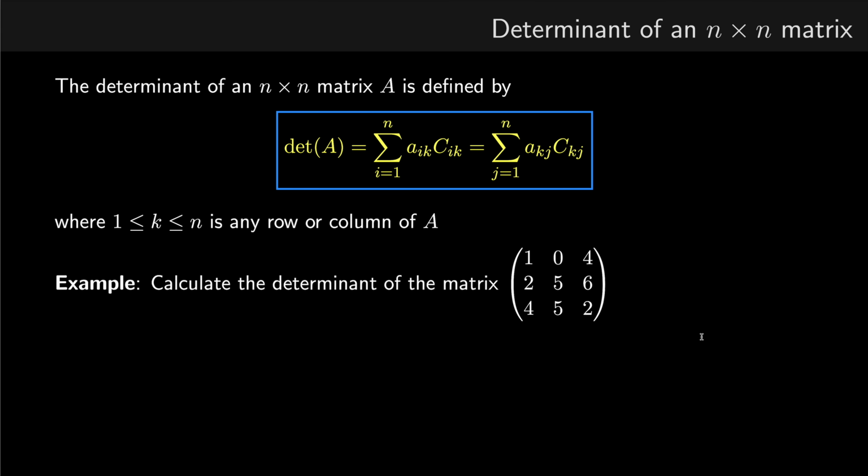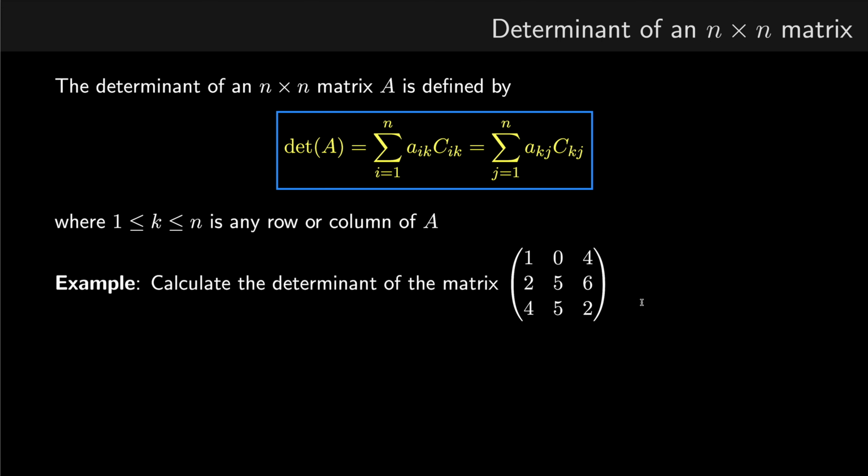So to calculate the determinant of an n by n matrix, we can choose either to expand along a row or column. This is how it's defined. We have this summation here. The determinant is a sum of elements on the ith row or kth column of A multiplied by their cofactors. Now k is simply a number between 1 and n inclusive. That could be any row or any column of A. As you can see here, in the first summation k represents a column, and in the second summation k represents a row.